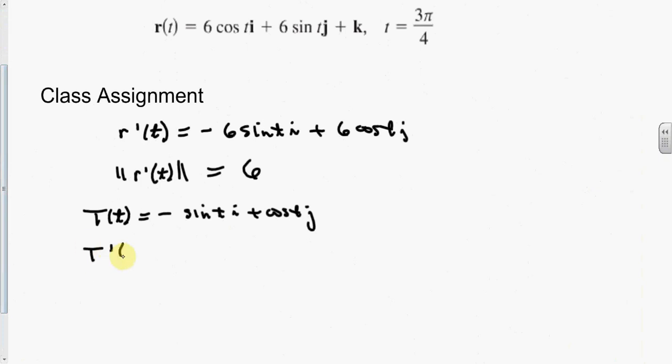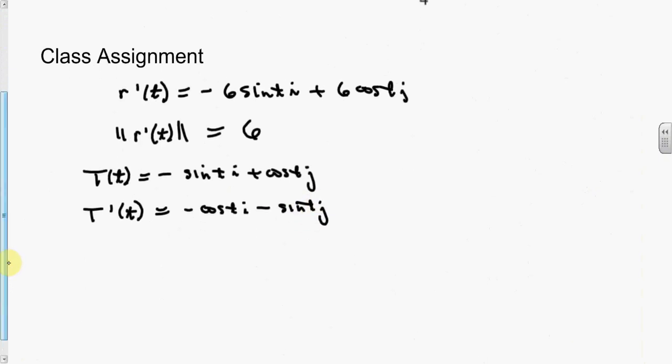Take its derivative. See how that's a whole lot better than that previous one, right? So this is negative cosine t i minus sine t j. Its norm is equal to 1.